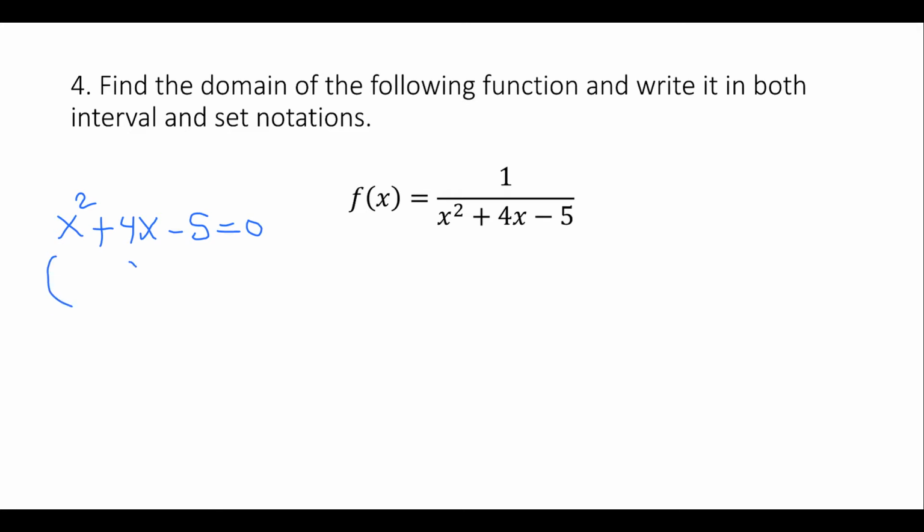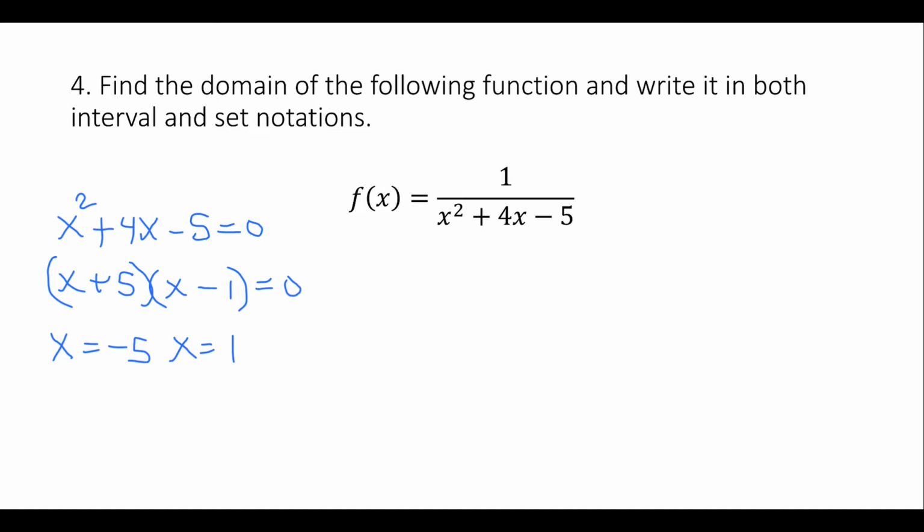This can be factored into (x plus 5)(x minus 1). Setting each one equal to 0, we get x equals negative 5 and x equals a positive 1. These x's that we just solved for are problematic x's. They're problematic in the sense that if I choose to use any of these x's in my function, I'm going to be forced to divide by 0, which I don't want. So I want to avoid these numbers. I don't want them in my domain.